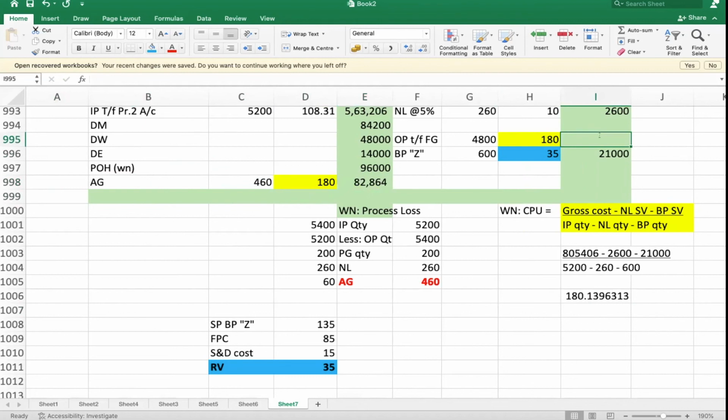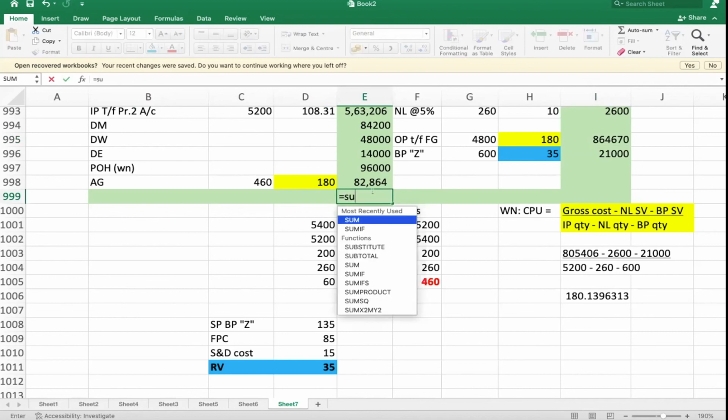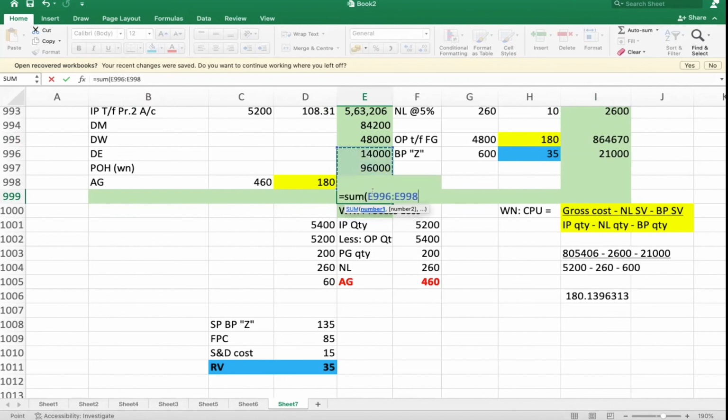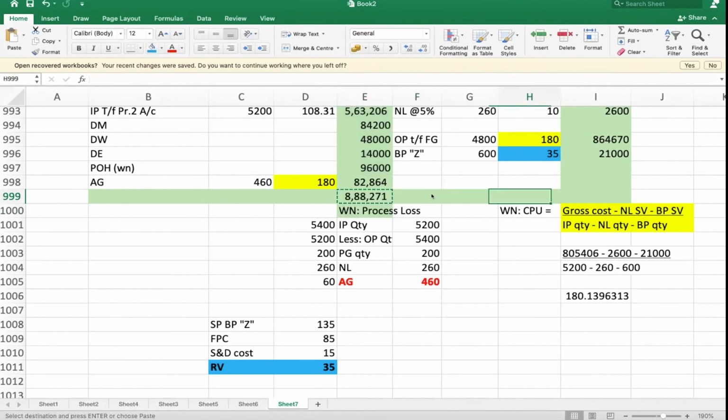Similarly, output transfer to next process 4,800 into. Can you check it up here also? Now make it total. Total will tell whether your computation is correct or not. ₹1 different, am I right?